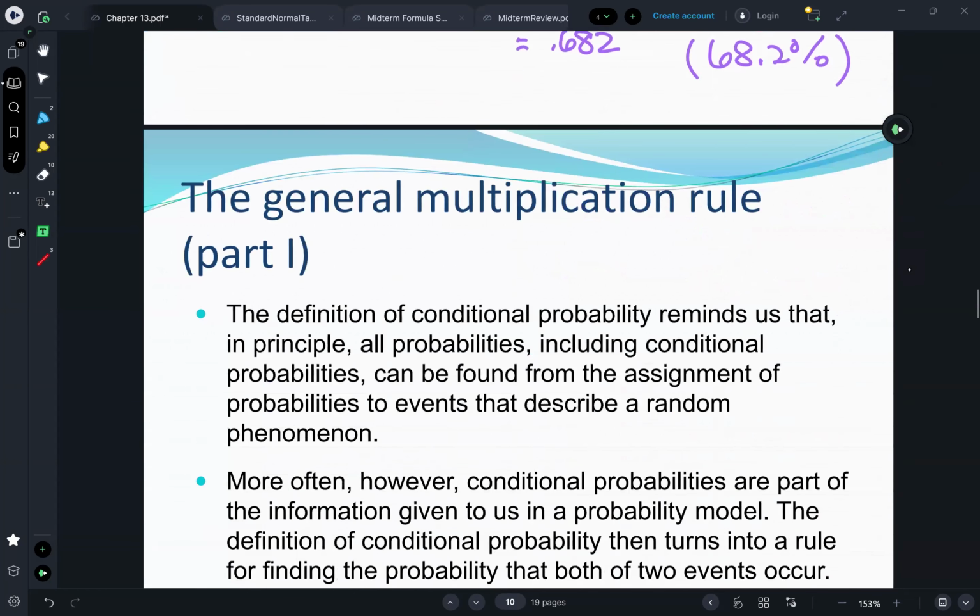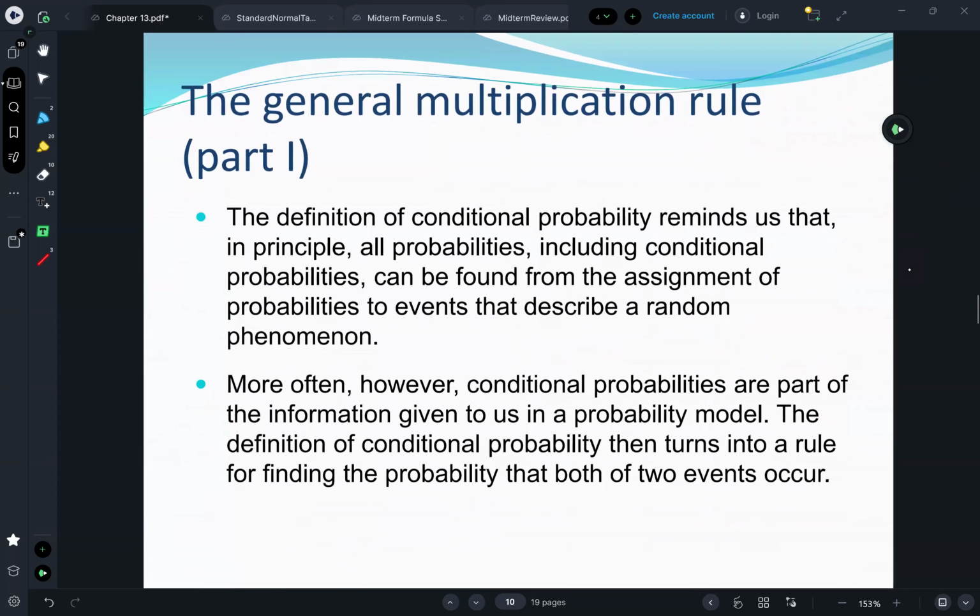Okay, so that's the conditional. The definition of conditional probability reminds us that in principle, all probabilities, including conditional probabilities, can be found from the assignment of probabilities to events that describe random phenomena. More often, however, conditional probabilities are part of the information given to us in a probability model. The definition of conditional probability then turns into a rule for finding the probability that both of 2 events occur.